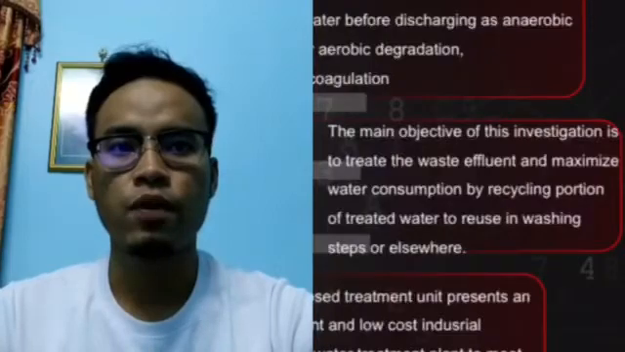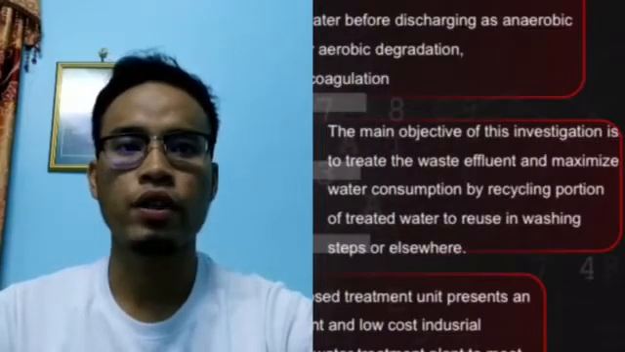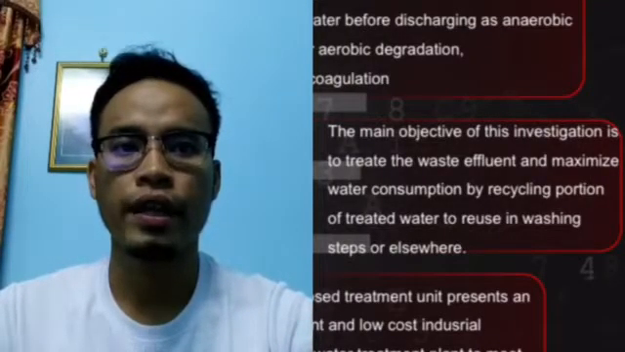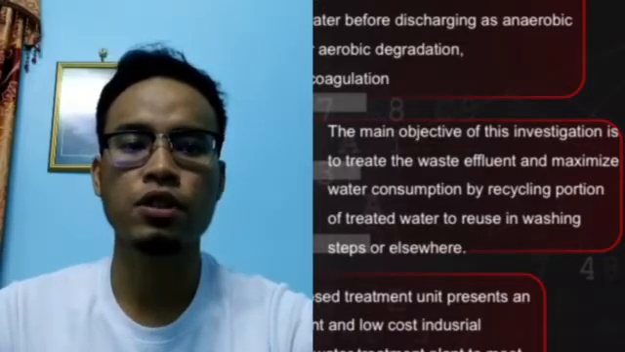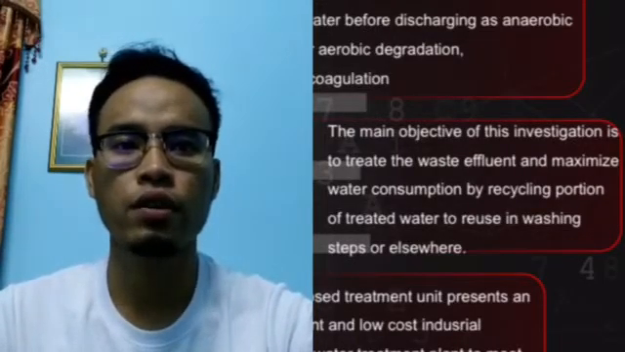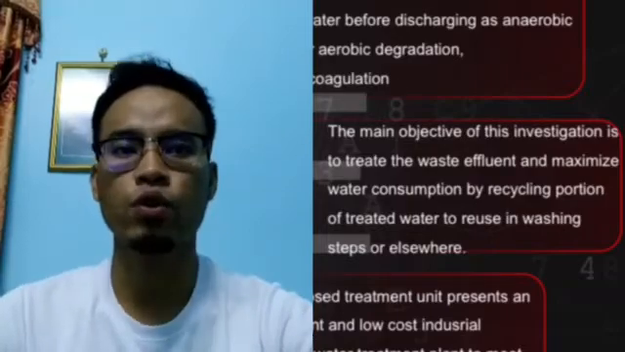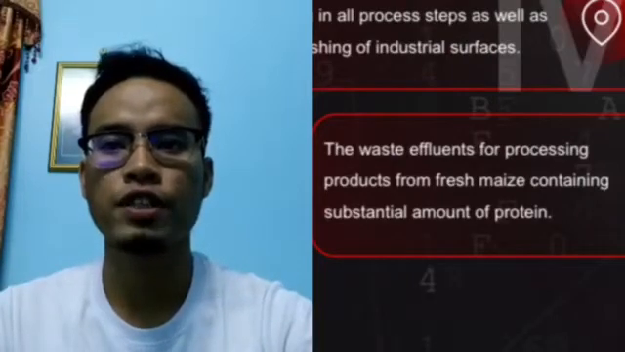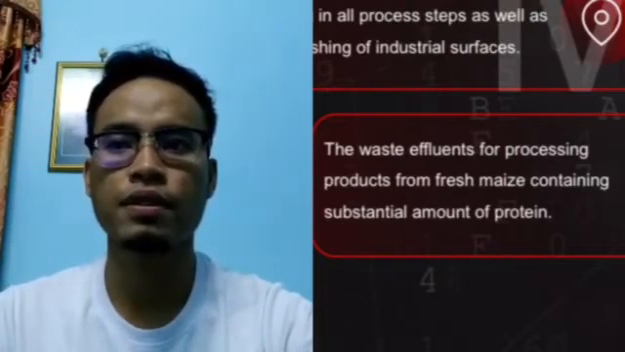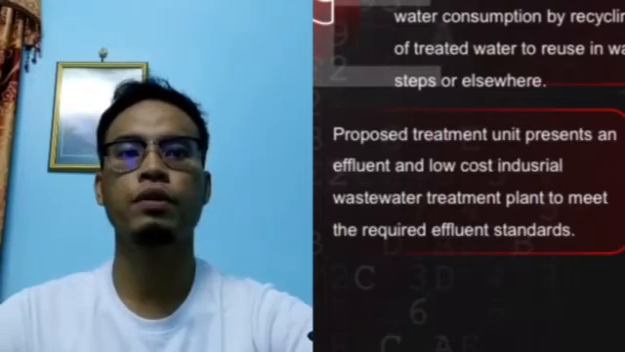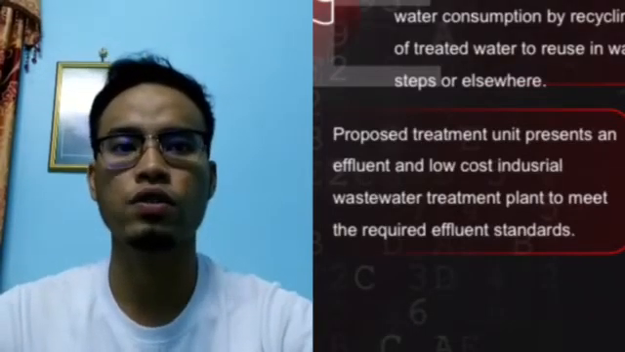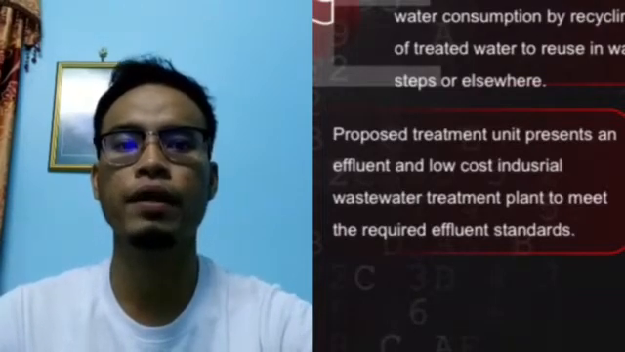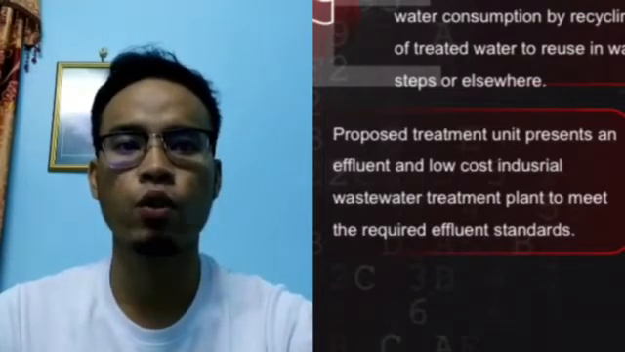The main objective of this investigation is to treat the waste effluent and maximize water consumption by recycling a portion of the treated water to reuse in the washing step or elsewhere. The waste effluent from processing products from fresh maize contains a substantial amount of protein. The proposed treatment unit presents a low-cost industrial wastewater treatment plant to meet the required effluent standard.